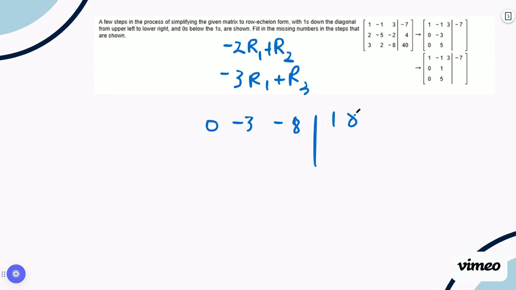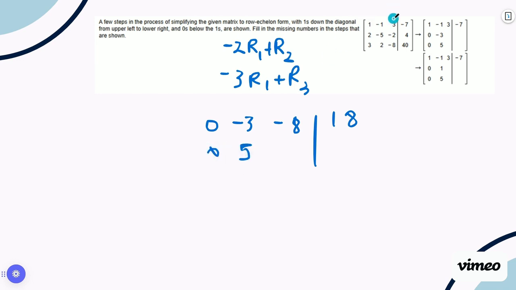Okay, so that's going to fill in this row. And now let's fill in that third row. Negative 3 times 1 is negative 3, plus 3 is 0. Negative 3 times negative 1 is positive 3, plus 2 is 5. Okay, I guess I'll write those here. 0, oops, sorry, 5, okay.